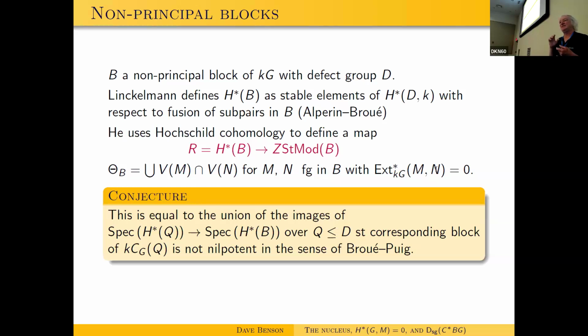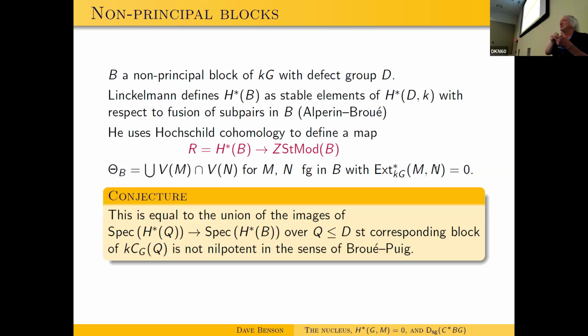So this is a bit of a tricky construction. Markus Linckelmann came up with this definition of the cohomology of a block. Remember, we haven't got a trivial module, so defining the cohomology of a block is not obvious. So you take the cohomology of the defect group, and then you take the conjugations inside that defect group that come from fusion of subpairs.